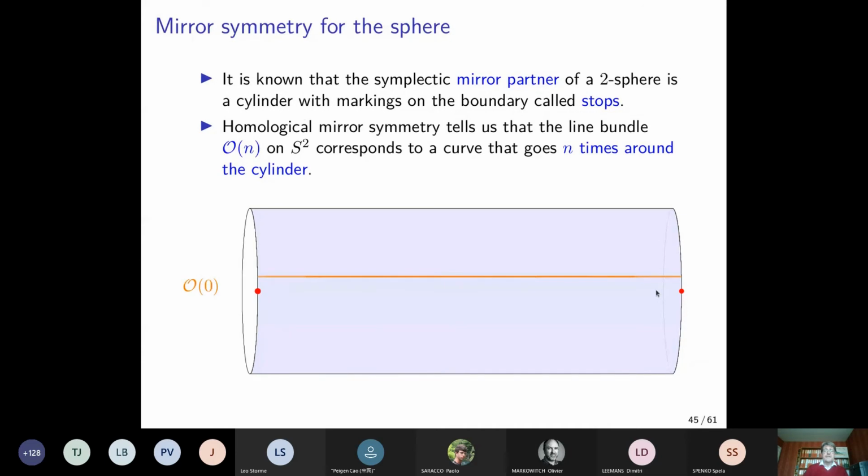Homological mirror symmetry tells us that the line bundle O_n on S2 corresponds to a curve that goes n times around the cylinder. So I've drawn this O_0, the trivial bundle. So it goes 0 times around the cylinder. So I've drawn it by a straight line.